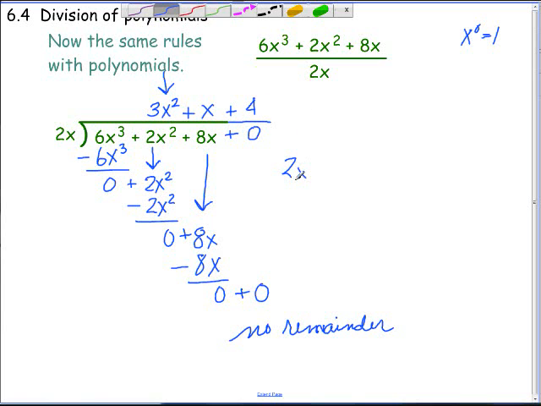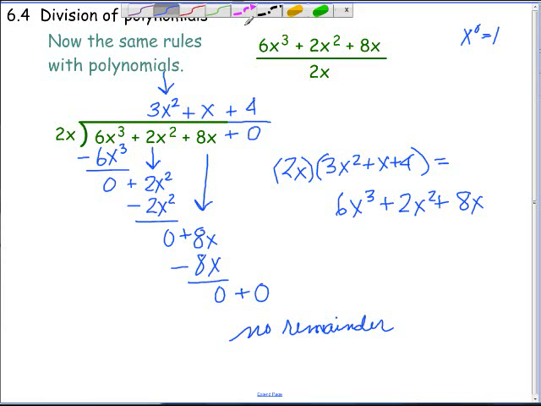So if I wanted to write this as factors, I'd say 2x times 3x squared plus x plus 4 equals 6x cubed plus 2x squared plus 8x. Now you're probably looking at this and thinking, well, I could have done that without going through this long division. Yes, you could have. But I want to show you how you do it with long division, because shortly we'll come across things that you won't be able to factor by sight.